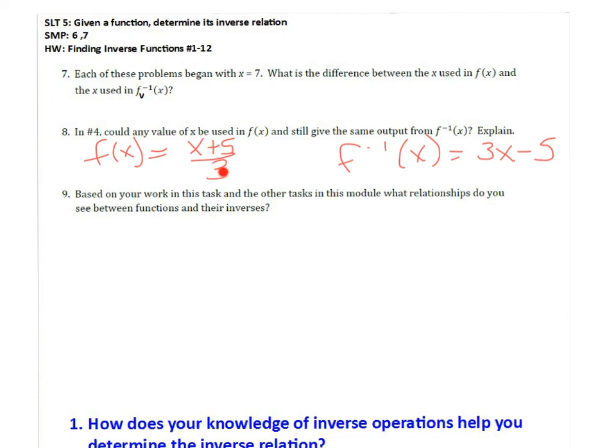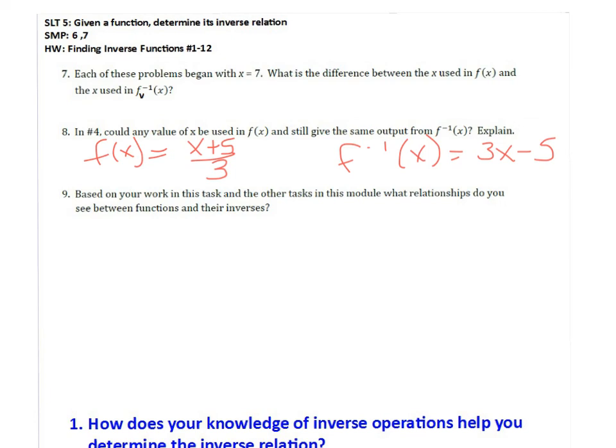This is technically linear. We have x over 3 plus 5 over 3. That's linear. There's no exponents, meaning it's not quadratic or cubic. So because this is linear, domain and range are all real numbers. Well, if I look at the inverse, that's also linear. So the domain and range are all real numbers. So any value could be used and you would still get the same input and output.